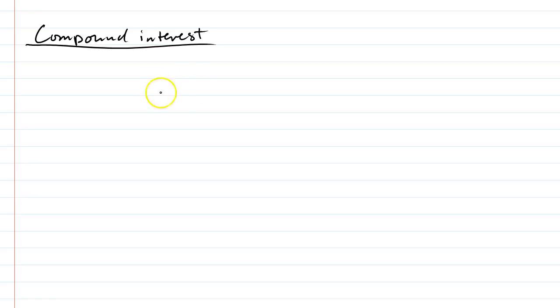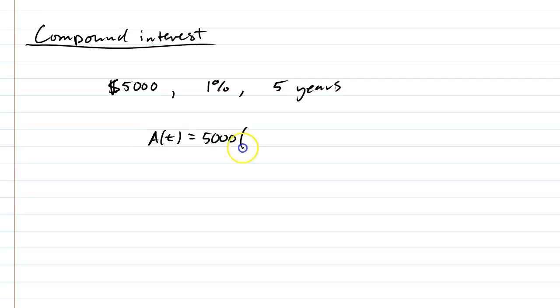So, for example, if you have $5,000 invested, let's say that you have a savings account with a 1% rate for 5 years. Now the model is going to be pretty simple. It's going to be very similar. You have a starting amount, 5,000. You have 1%, which is 1 plus 0.01, so really 1.01. And you're going to do this over 5 years.